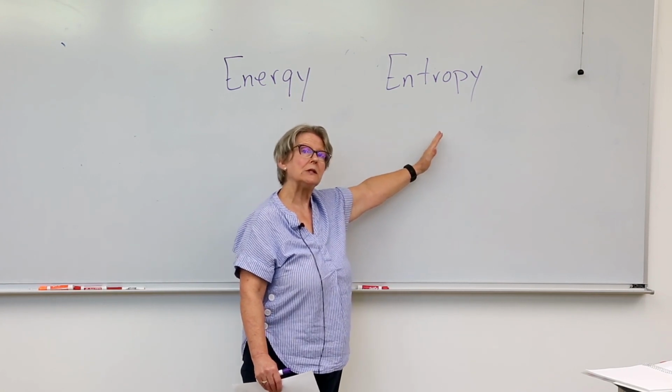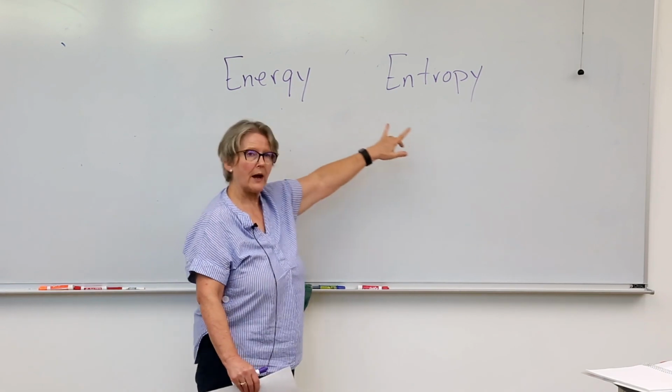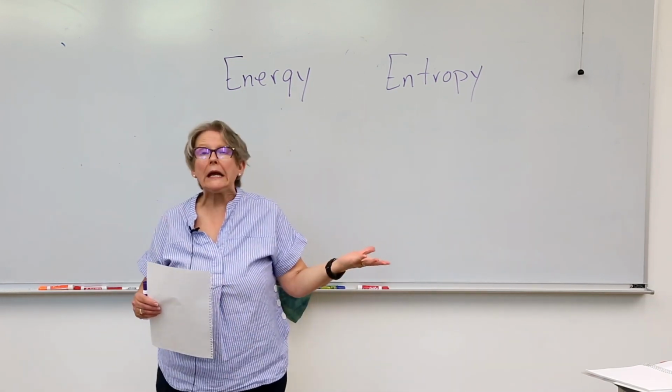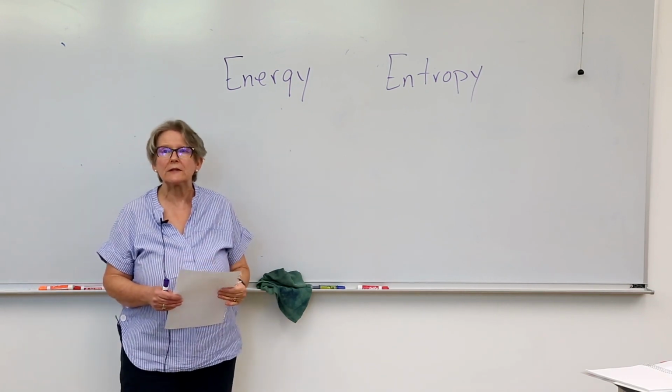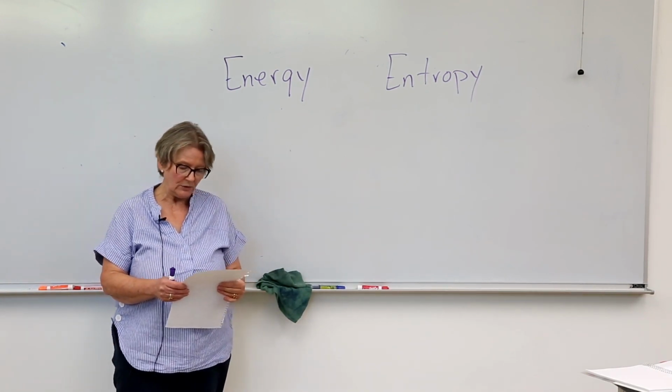Some of it is going to be degraded and unavailable. So these are our 2 rules to live by: energy and entropy. They explain so much of what happens in life. It explains why you have to keep eating. You ate yesterday, but you have to keep doing it.